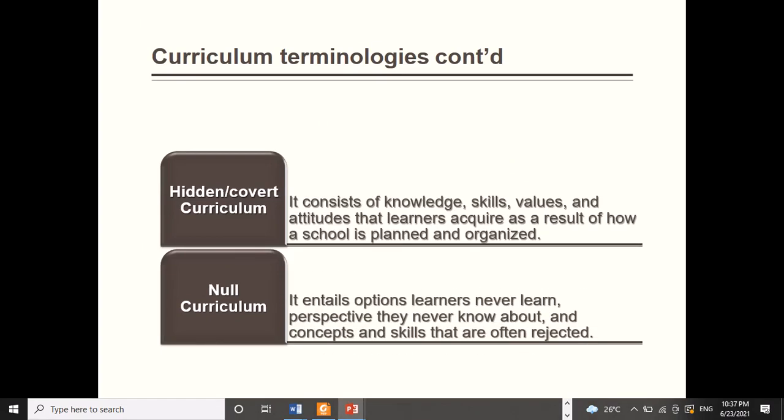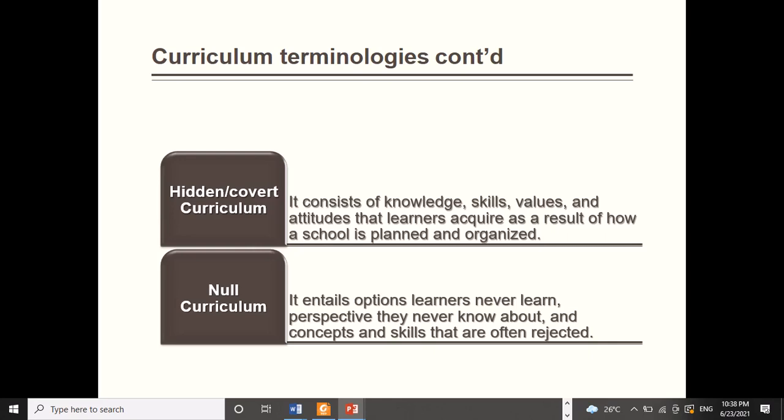Hidden curriculum. When you talk about the hidden curriculum, these are the knowledge, skills, values and attitudes that learners acquire as a result of how a school is planned or organized. So when you go to a mission school like Valley View University, because of how the school is structured, you have to go to church, you have to do this, do that. You imbibe some skills, you imbibe some values. So you leave the walls of that institution and you have some cherished values with you. That is part of what they call the hidden or the covert curriculum. Though it's not made plain, it's often implicit in the curriculum.